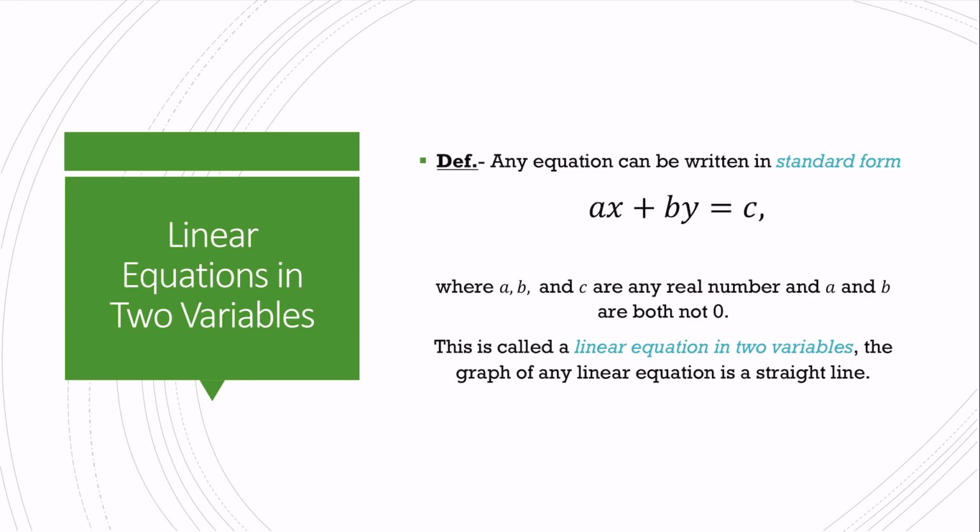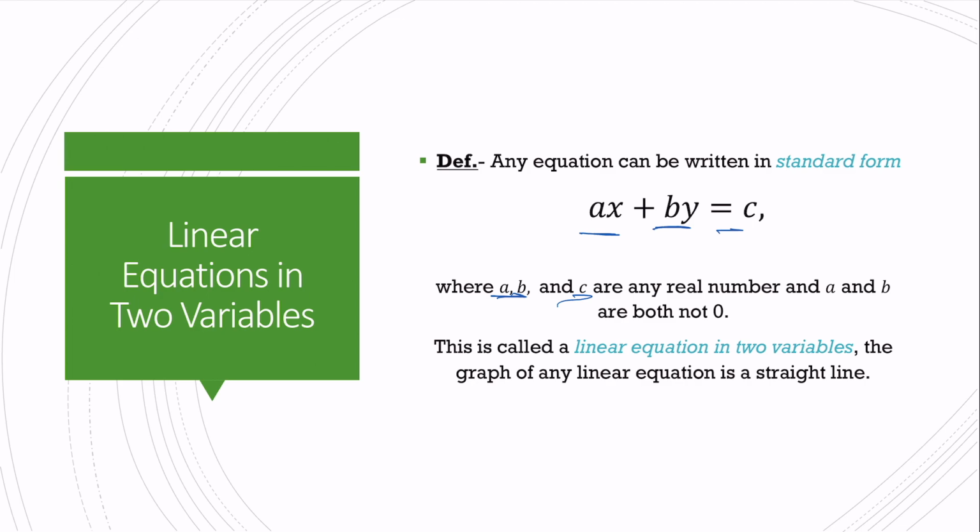So before we were working with equations in one variable, now we have upgraded to 2. Any equation can be written in standard form, ax plus by equals c, where a and b and c are real numbers and a and b aren't 0. Because if a was 0, our x term would go away, and if b was 0, our y term would go away, and if both of them went away, then we wouldn't have any variables, right?